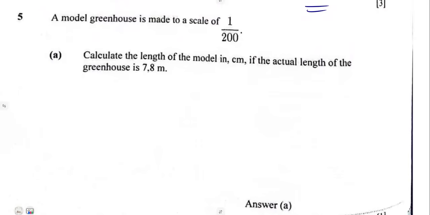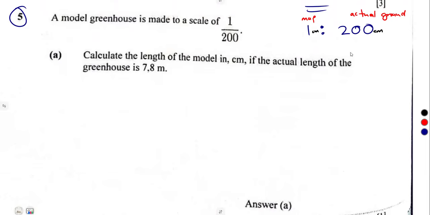All right, a model greenhouse is made to this scale on question number 5. 1 is to 200. A scale representing what is on the map and what is on the actual ground. Remember, what is on the actual ground is given in centimeters, and this one is also in centimeters. That's the representation that we're given, which we can play around with to convert these centimeters on the actual ground to meters, depending on the question that you're given.